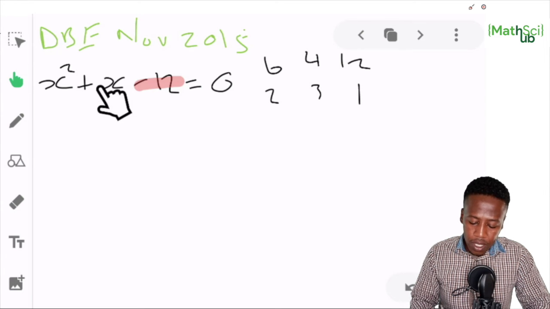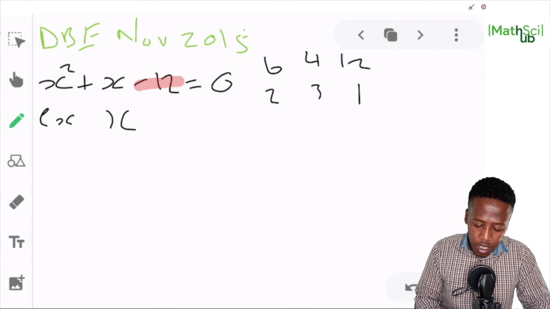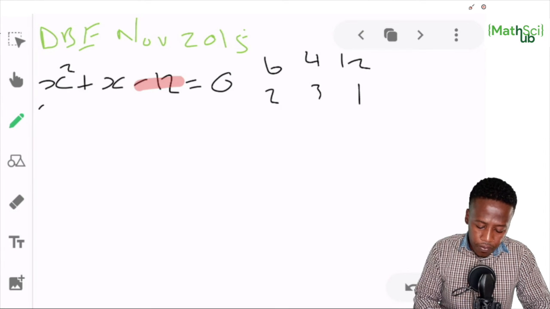Now 6 and 2, if you add them you get 8, and if you subtract them, you get a 4. 4 and 3, you're going to get a 7, and if you subtract, you're going to get a 1. 12 and 1, you're going to get 11 if you subtract, and if you add, you're going to get 13. Meaning we can use 4 and 3.